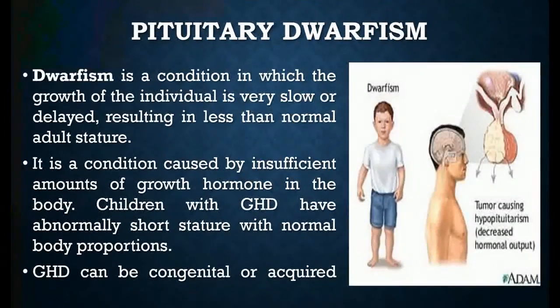The first condition in it is dwarfism. Like in hyperpituitarism there was acromegaly or gigantism, here it is dwarfism. There the person has an excess of growth hormone, so their height is going to be more, like 6 to 7 feet. But in this condition, growth hormone is not produced properly. It is produced, but under the normal requirements, so the person will become a dwarf.